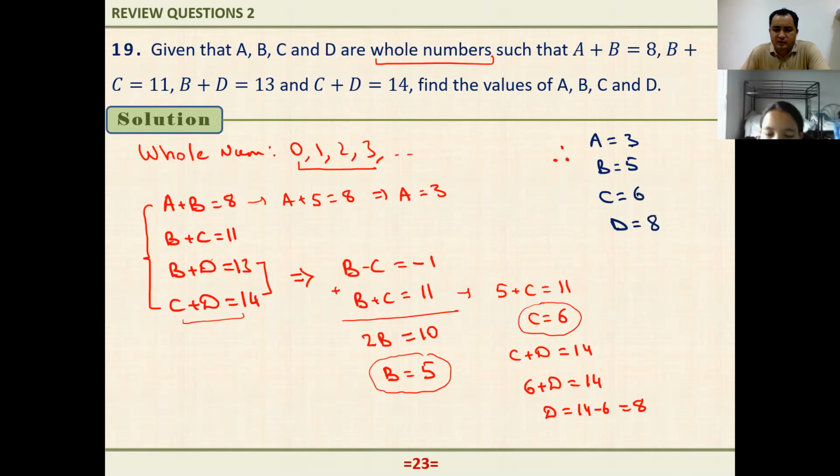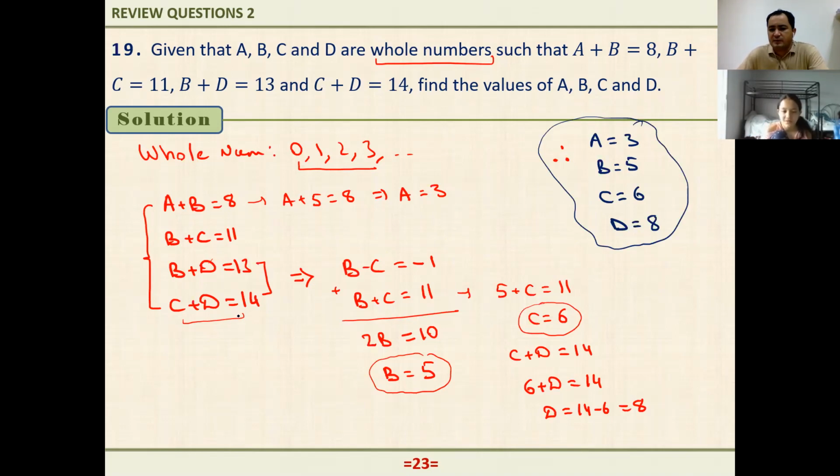Now, if you check this, all these numbers satisfy this equation. A plus B, 3 plus 5, 8, that's correct. B plus C, what is B? 5, C, 6. 5 plus 6 equals 11, correct. And B, 5, D, 8. 5 plus 8 equals 13, that's correct. C plus D, what is C? C equals 6, D equals 8, 14. Right? So that is the solution of the given system.